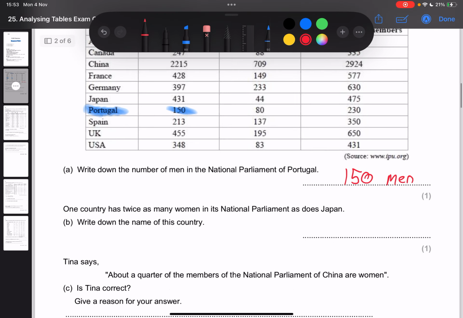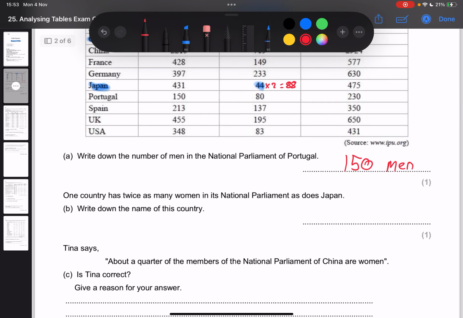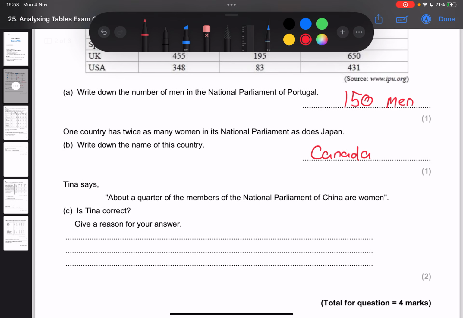One country has twice as many women in its national parliament as does Japan. Okay, so we're looking at Japan and we're looking at the number of women. They have 44. And we're looking for the one that has 44 times 2, which is 88 women. So the one that has 88 is Canada. So it says write down the name of this country. So the name of the country would be Canada.